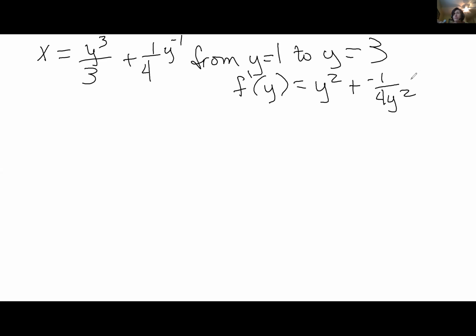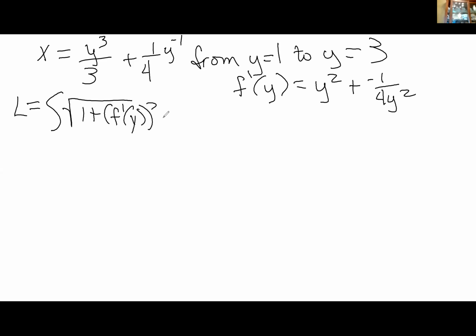Before we go to the formula, should we do something else to this? When it plugs into the formula, do we just want the derivative, or do we need to do something else to the derivative? Look in your formula, guys. Square it. Yes. The formula is the square root of 1 plus f prime of y squared, dy, because we're going around the y. dy is on the outside. Oh, yes, thank you.